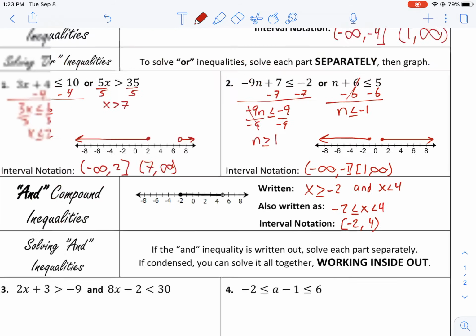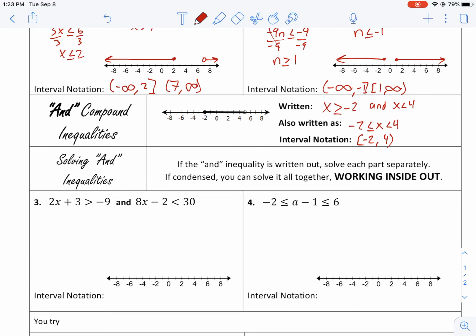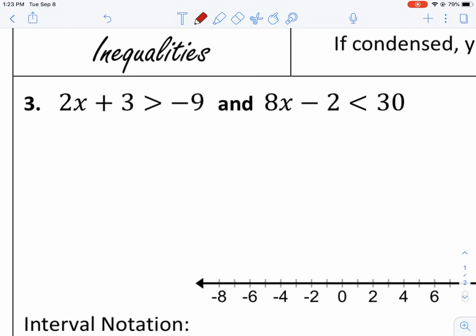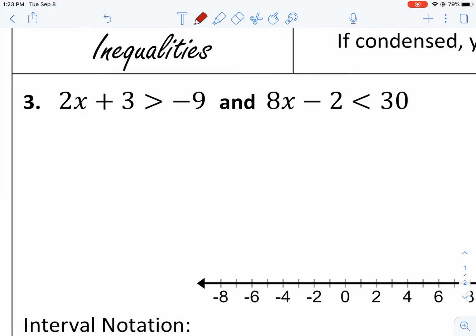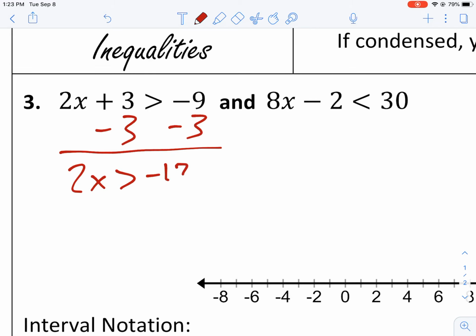So we're going to look at a couple examples here. The first one is going to be two separate inequalities with the word "and" in between them. So just like with "or," we're going to solve these separately. So we're going to subtract by 3 on both sides. So that gives us 2x is greater than -12. Divide by 2. That's a positive number, so we don't have to flip our sign. -12 divided by 2 is -6.